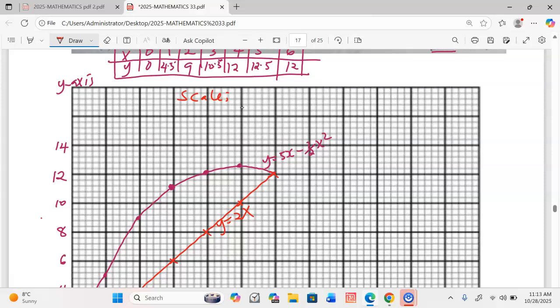The scale we have applied here is, for the y-axis, 1 centimeter represents 2 units, and on the x-axis, 1 centimeter represents 1 unit.